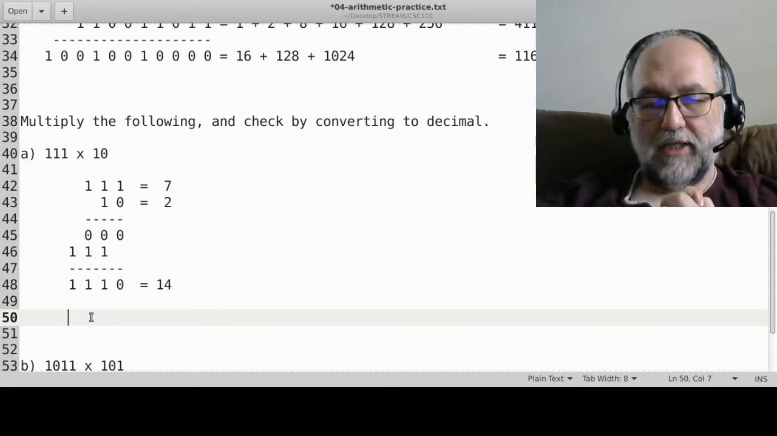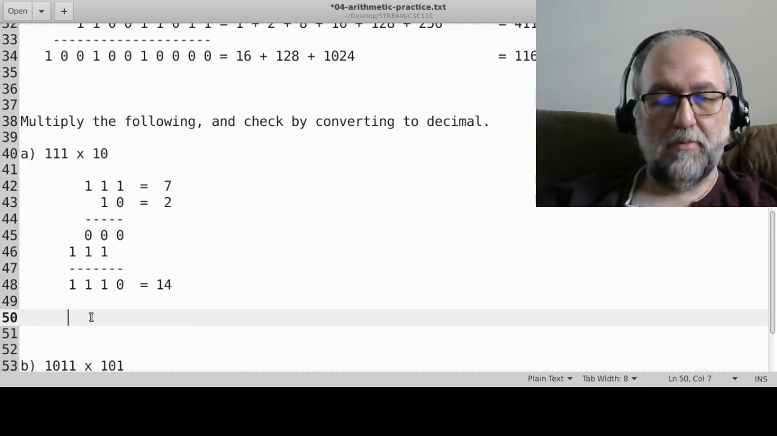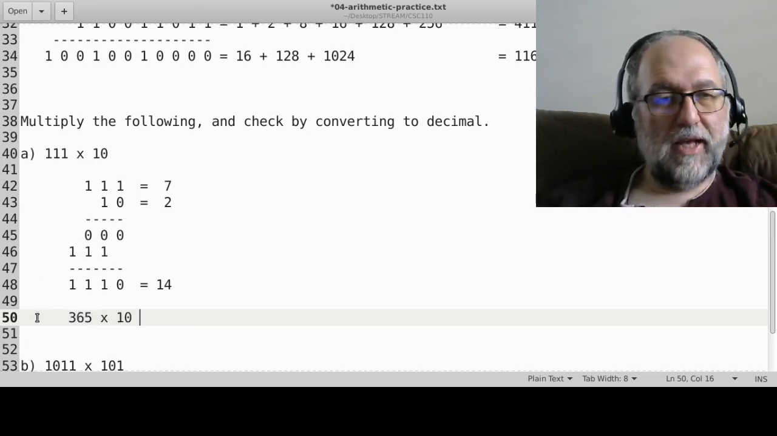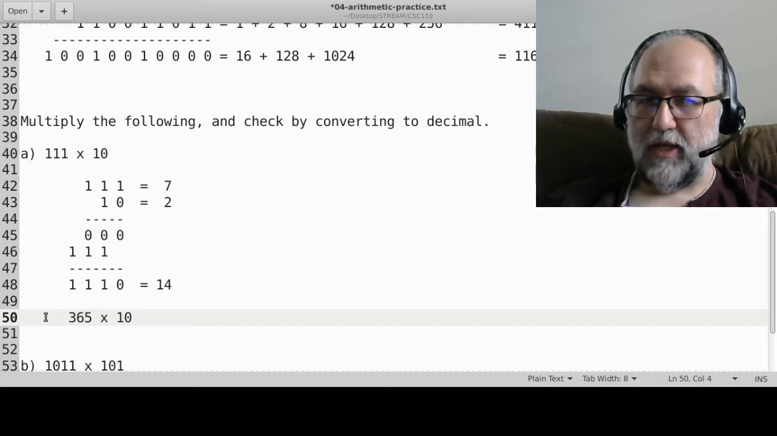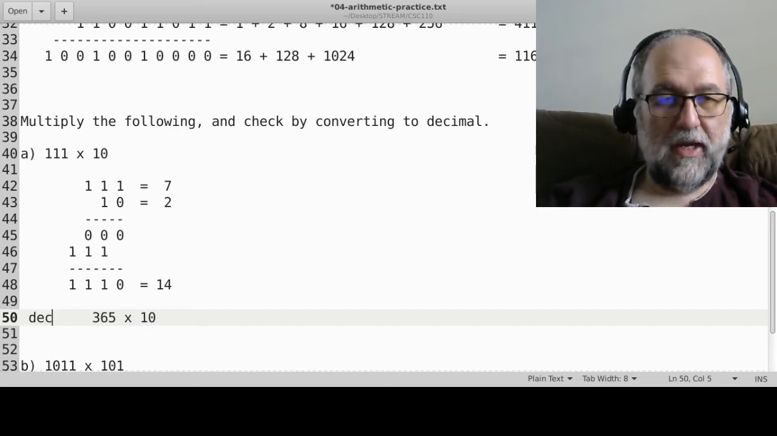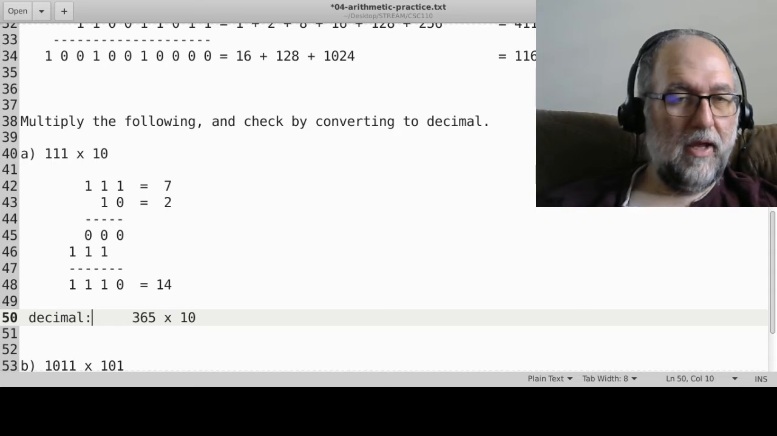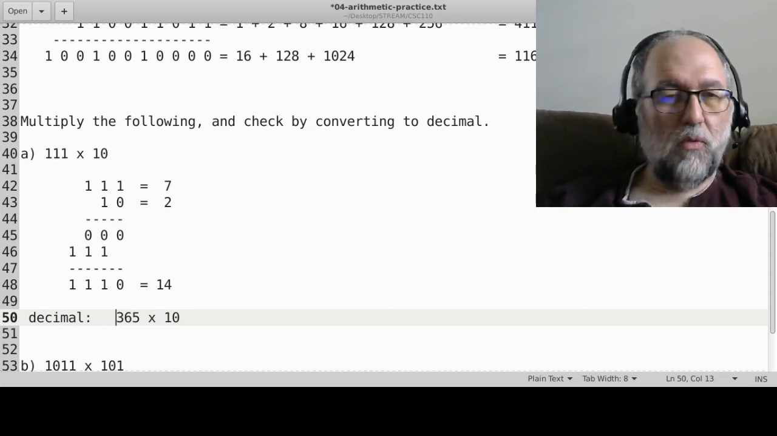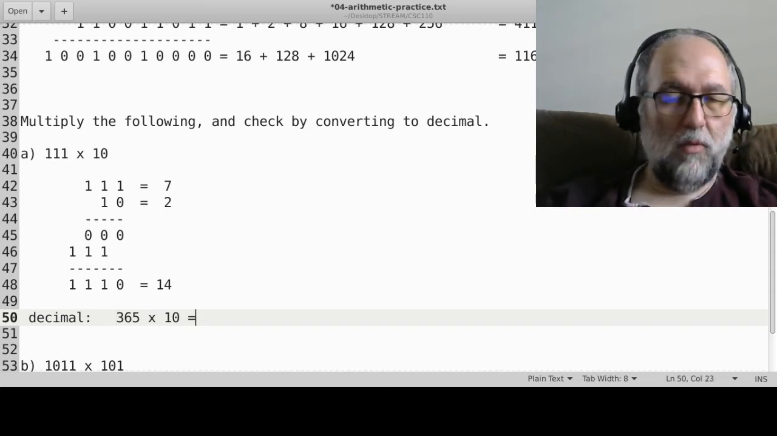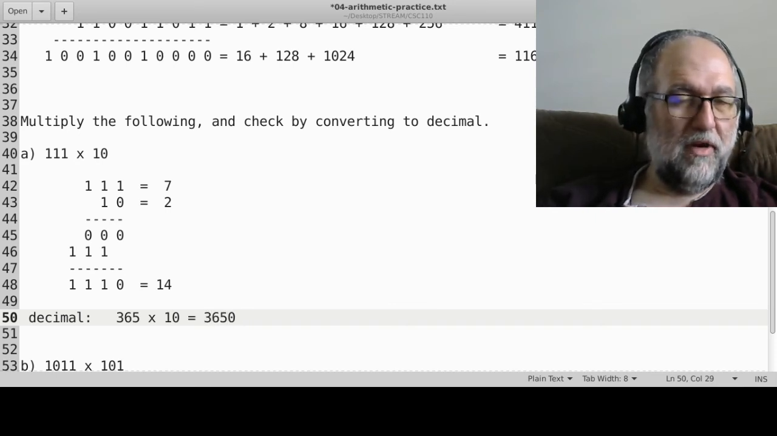Okay, now let me show you something about this multiplication. So switch for a minute to decimal. So let's pretend that we're multiplying decimal here. You have 365 and you multiply it by 10, okay? So now this is decimal. The second number here is decimal. That really is the number 10. In fact, I'm even going to say here decimal, okay? What would that equal? Well, whenever you multiply by 10, you just tack on a 0. So that would be 3,650, okay?